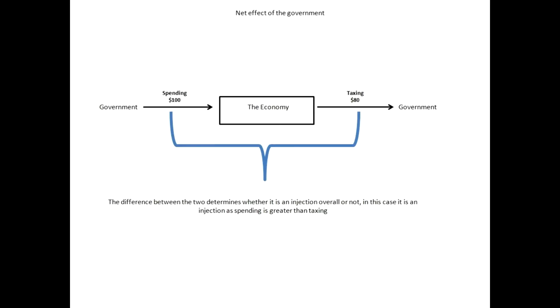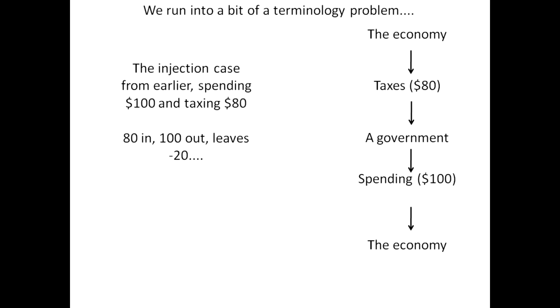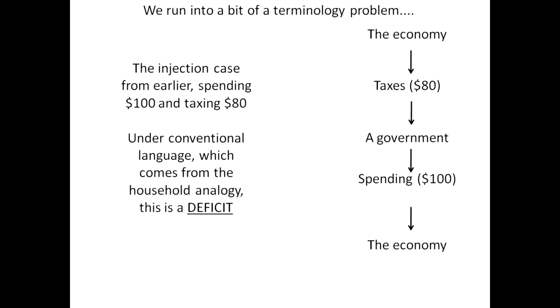So the net effect of a government depends on the differences between spending and taxes. If spending is greater than taxes, it results in an injection of money into the economy. Conversely, if spending is less than taxes, it takes money out of the economy. Here's where we run into a bit of a problem though. The terminology used to describe what is happening with the government's position is made through the old household analogy. So have a look at the analogy again. Tax comes first, spending goes second. So if we have an injection where spending is greater than taxing, which I'll put on the old analogy, because they think of it the incorrect way, the opposite way, they will call that a deficit.